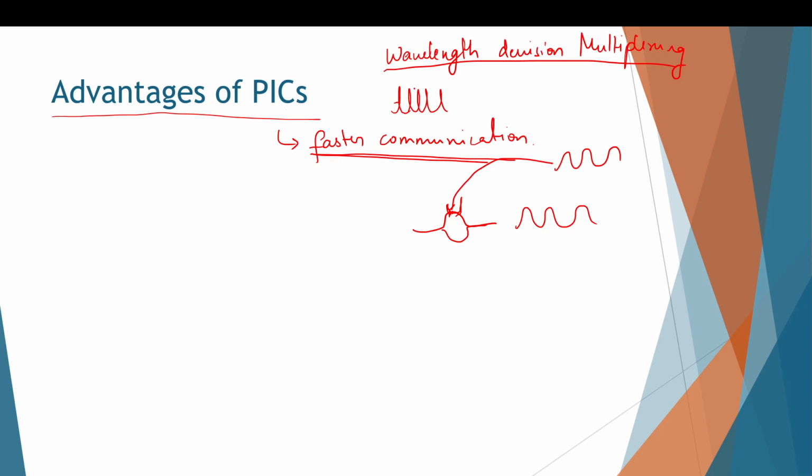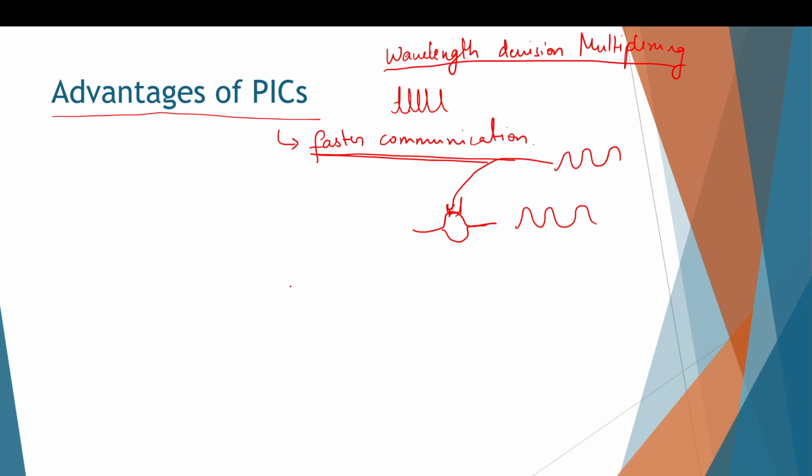So this is also done in RF, but the point is the number of wavelengths available, the bandwidth, is less. Yeah, bandwidth is less, exactly. So that's why we can get faster communication. Any other point?